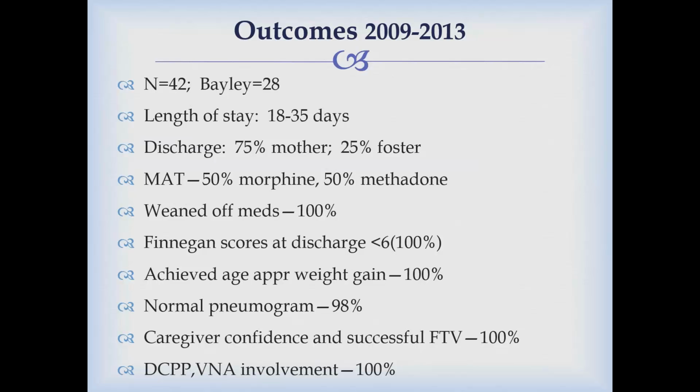So we do a lot of what we believe are really good interventions for the babies and for the mothers. And we weren't sure if it was enough. We started to look at our outcome measures from the years 2009 to 13. We had 42 infants during that time period enrolled. We had Bailey testing on only 28 of them.